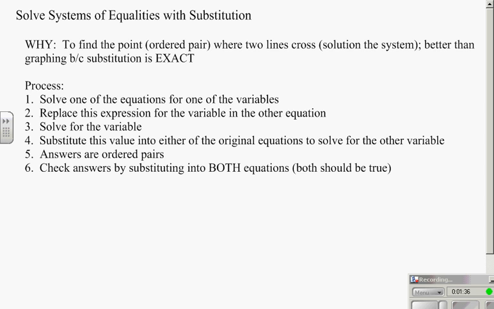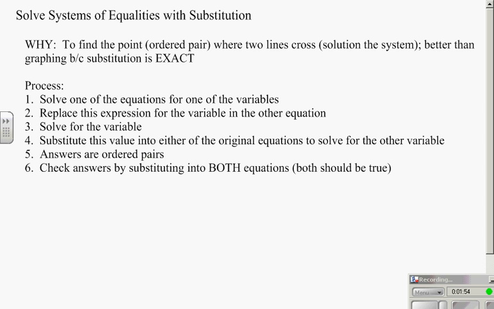In the graphing homework, all of your ordered pairs worked out to be nice, even, whole numbers. But that isn't the real world. If you have decimals or fractions, it's hard. You end up estimating those on a graph. And so substitution gives you the answer exactly because it's algebraic.